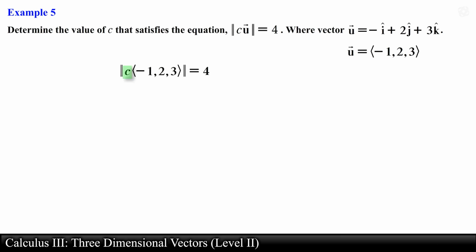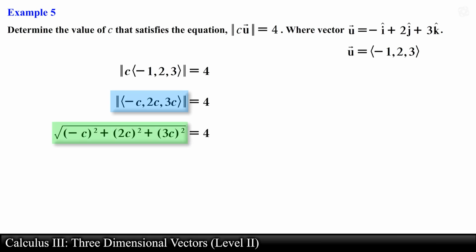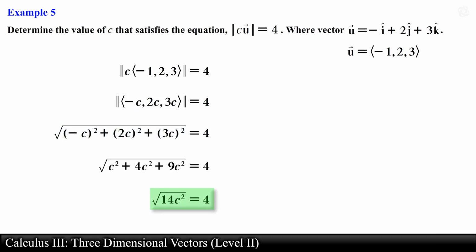Next, let's go ahead and substitute the component form of vector u into the vector equation. Then we go ahead and multiply scalar c into each of the components of vector u as follows. Notice that up to this point, the vector equation is essentially stating that the magnitude of this vector should equal 4. So we go ahead and find the expression for the magnitude of this vector by using the Pythagorean theorem in 3 dimensions. Simplifying the vector equation, we obtain the following.